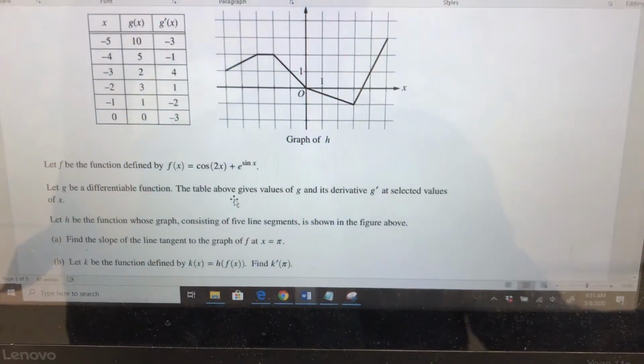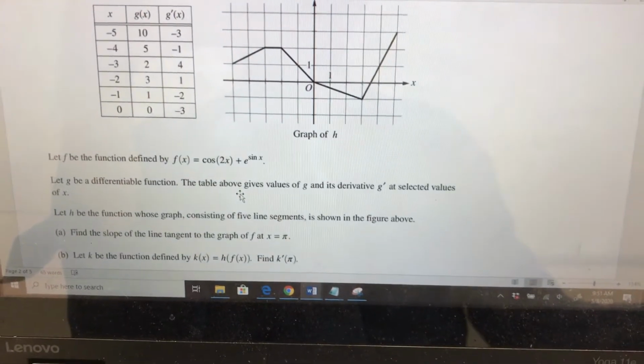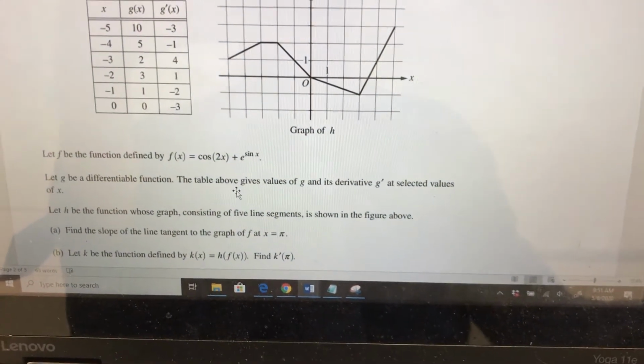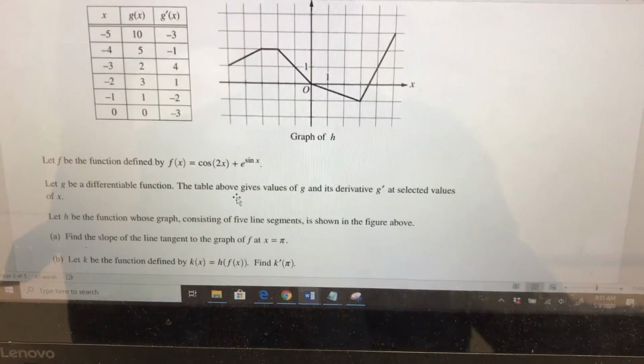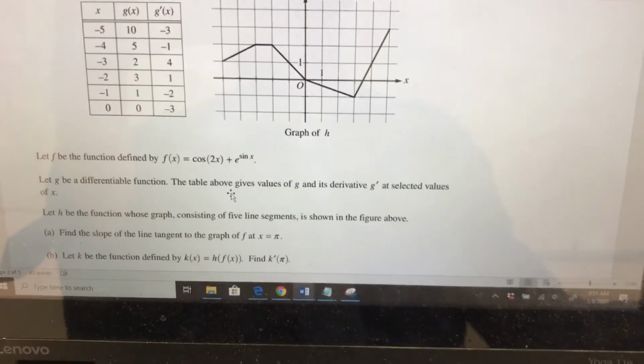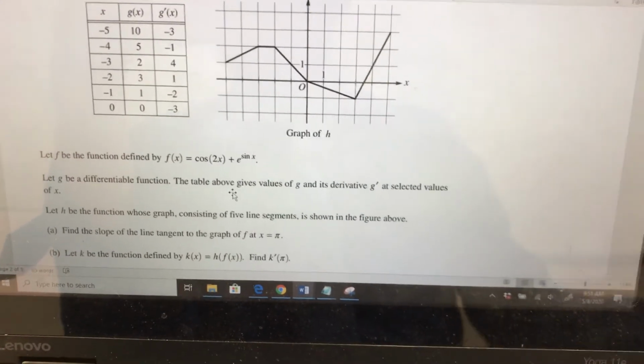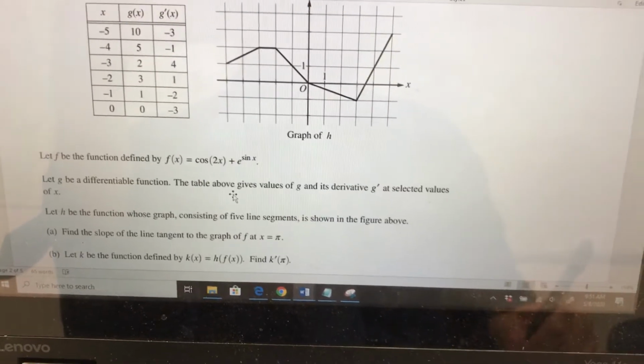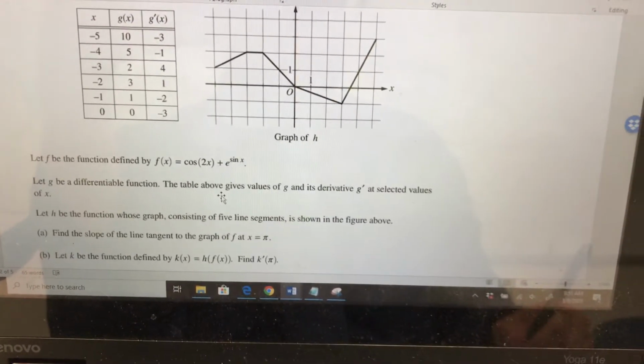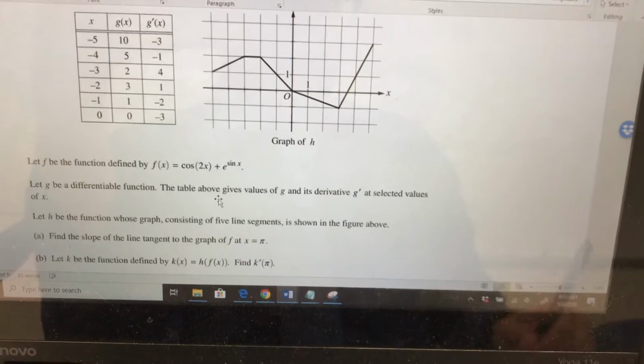Part 2 defines the function k, and it's a composite function. It's h of f of x. Be really careful here. Make sure you notice that's not h times f, that's h of f. So function f is the input for function h. They asked me to find the derivative here of k, and again to evaluate it at pi.